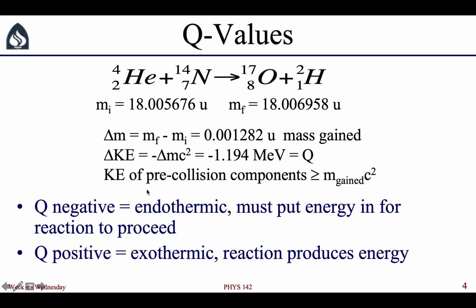So the kinetic energy of those pre-collision components has to be greater than the mass that's gained times c squared. So at least some of the kinetic energy is used up in creating the mass of the products. Once again, if Q is negative, that means we have an endothermic reaction. You have to put energy in for the reaction to proceed. If Q is positive, then this is an exothermic reaction. It's one that produces energy.